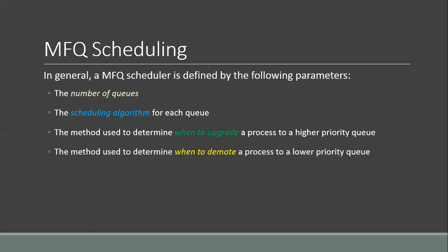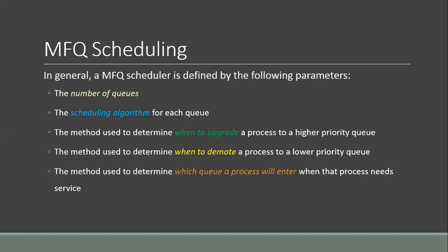The fourth issue is the method used to determine when to demote a process to a lower priority queue. That is, when a process will be moved to the next lower priority queue. And finally, the method used to determine which queue a process will enter when that process needs service. Either it is always the highest priority queue where a new process will be admitted, or it may be admitted to a different queue.